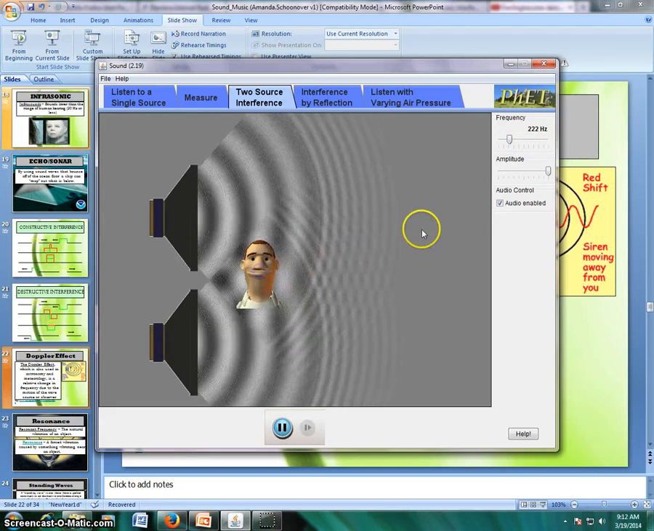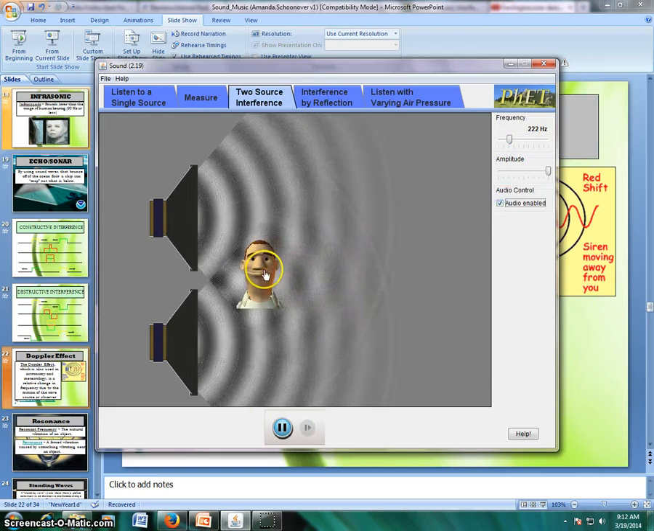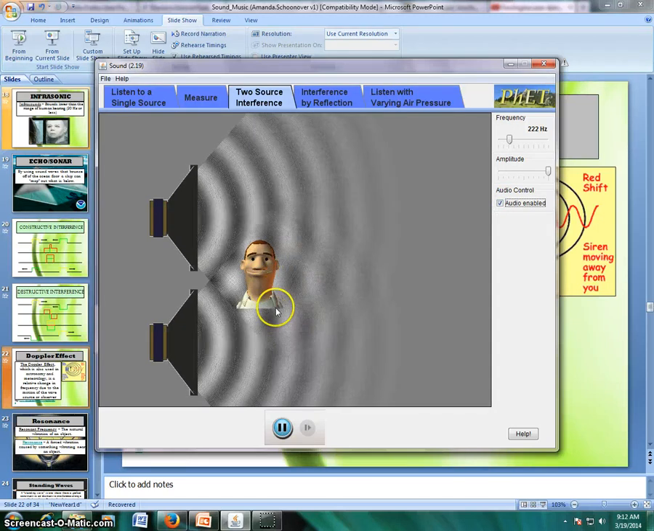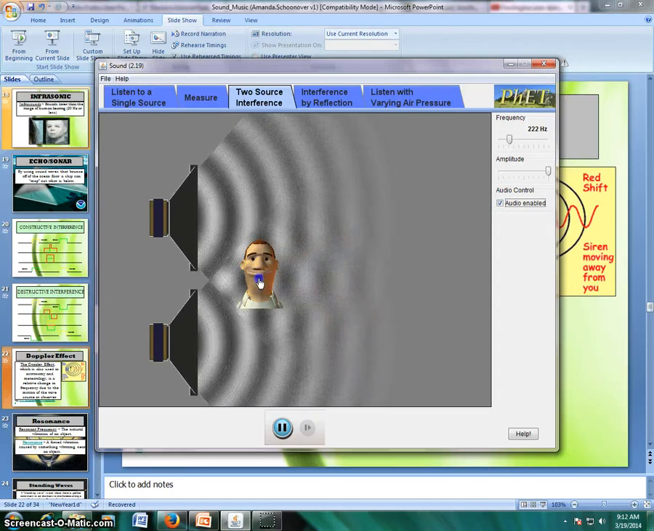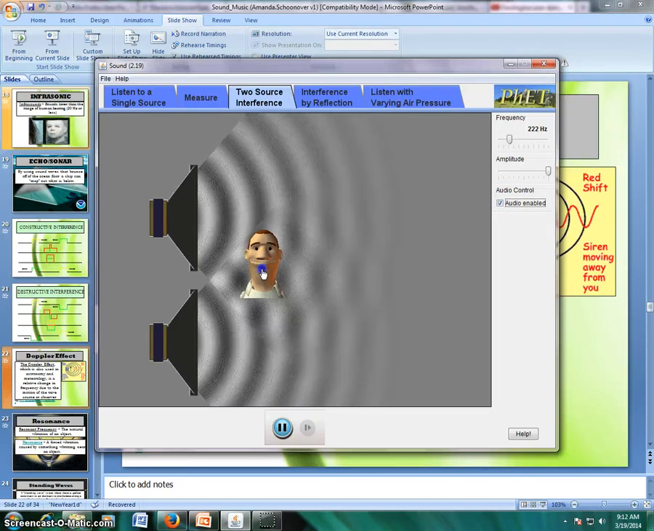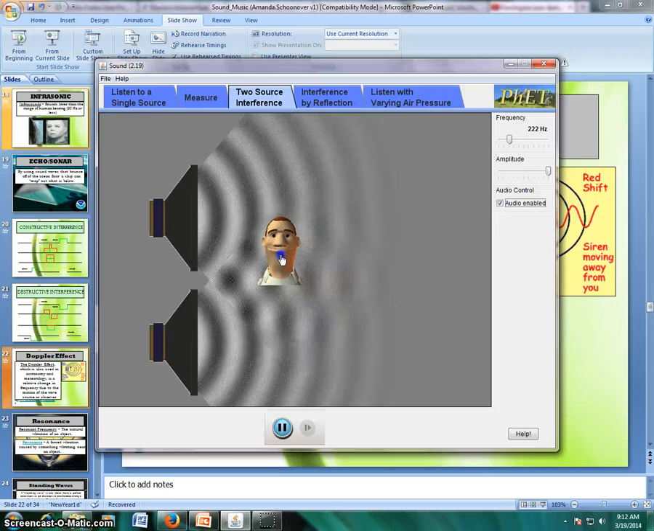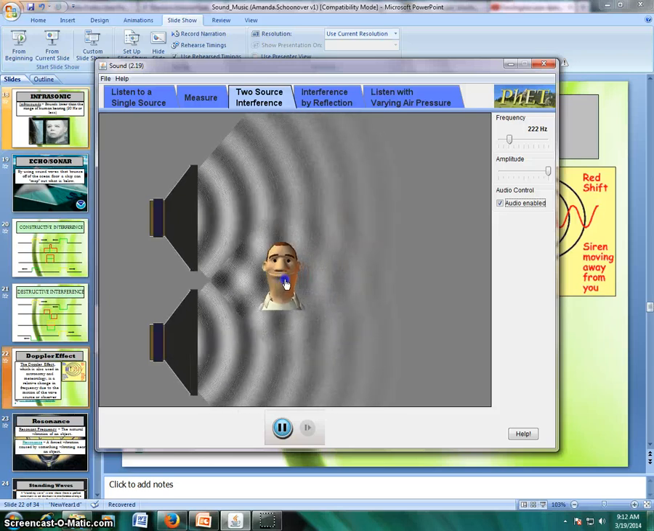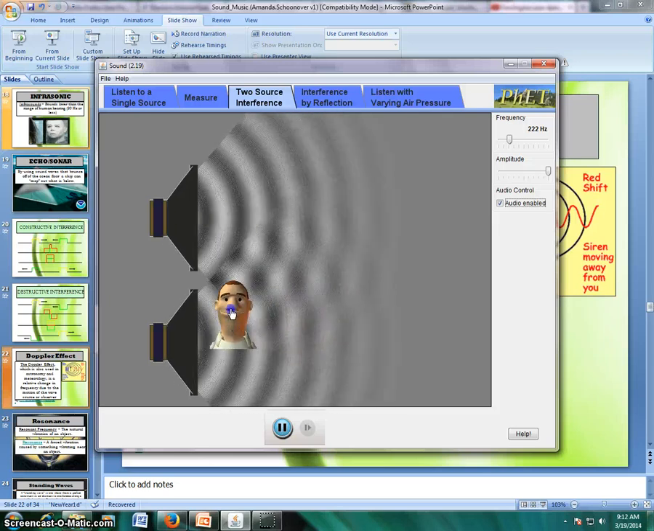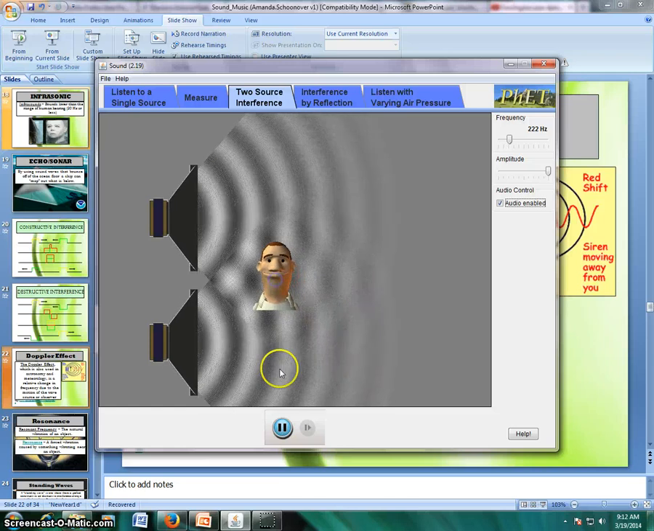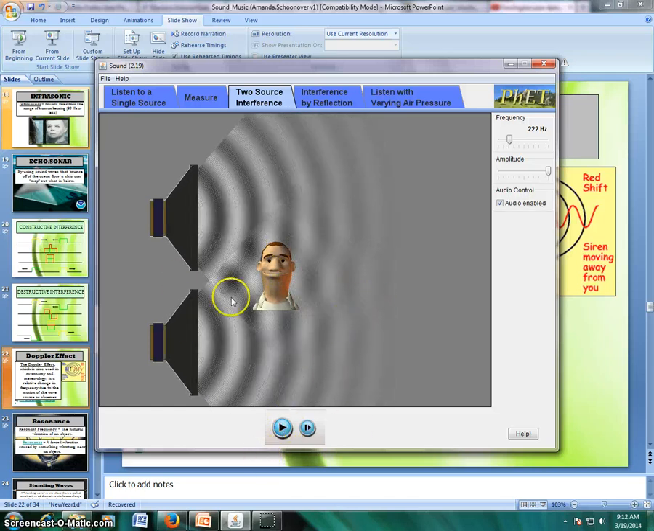Okay, so let me turn the audio on here. So you can hear the note, and if I were to move him around, you hear positions where it gets quieter here or it gets louder. Okay, and that's a result of the interference that's happening between these two waves.